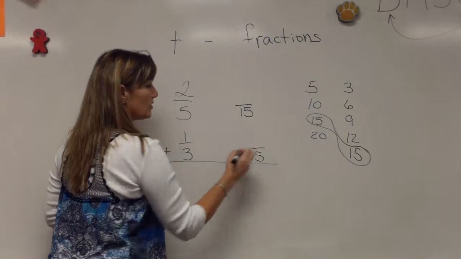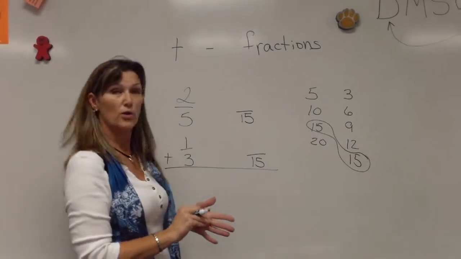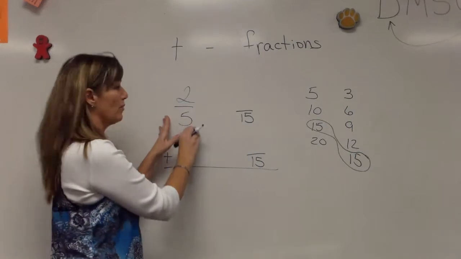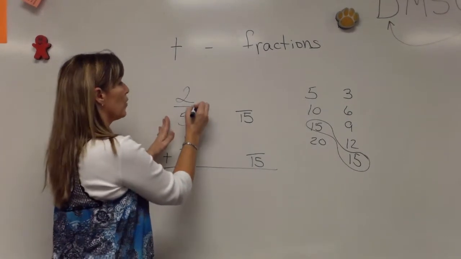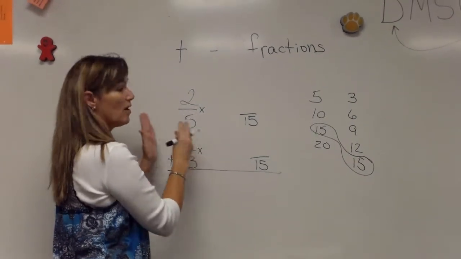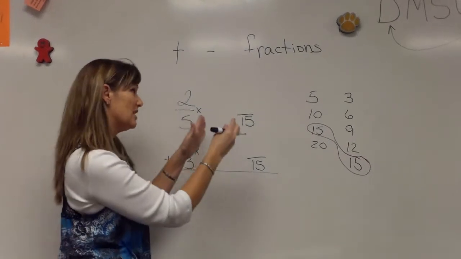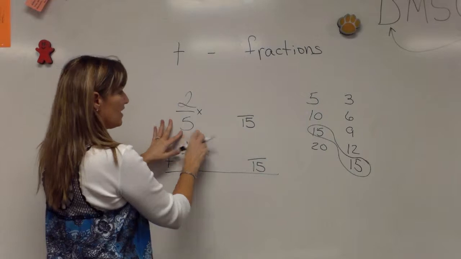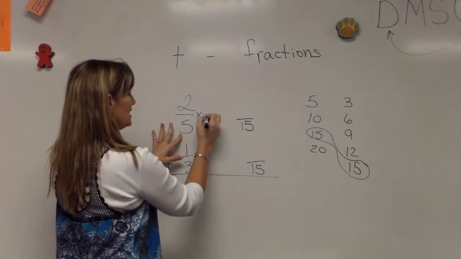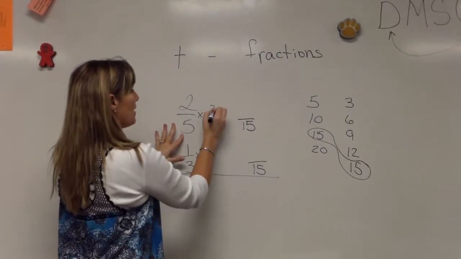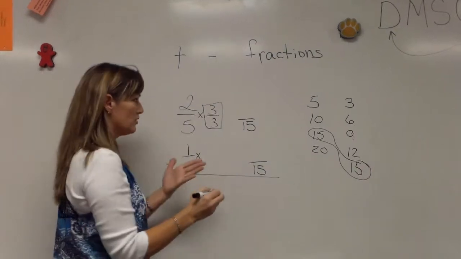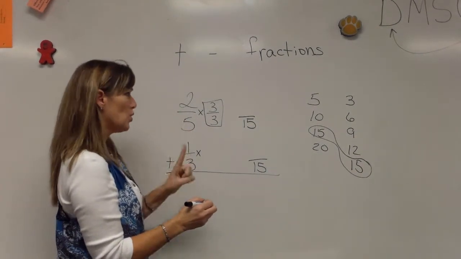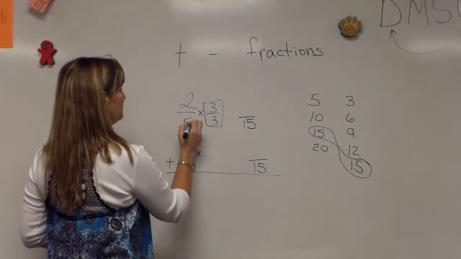If you haven't watched making equivalent fractions, you need to go back to that, because that's what we're doing. We're making our equivalent fraction. We're putting a little bit of makeup on our fractions, not changing his value, just changing how he looks. 5 times what gives me 15? 3. So I multiply by the 1-ster, 3 over 3. Something that equals 1, so I don't change his value.